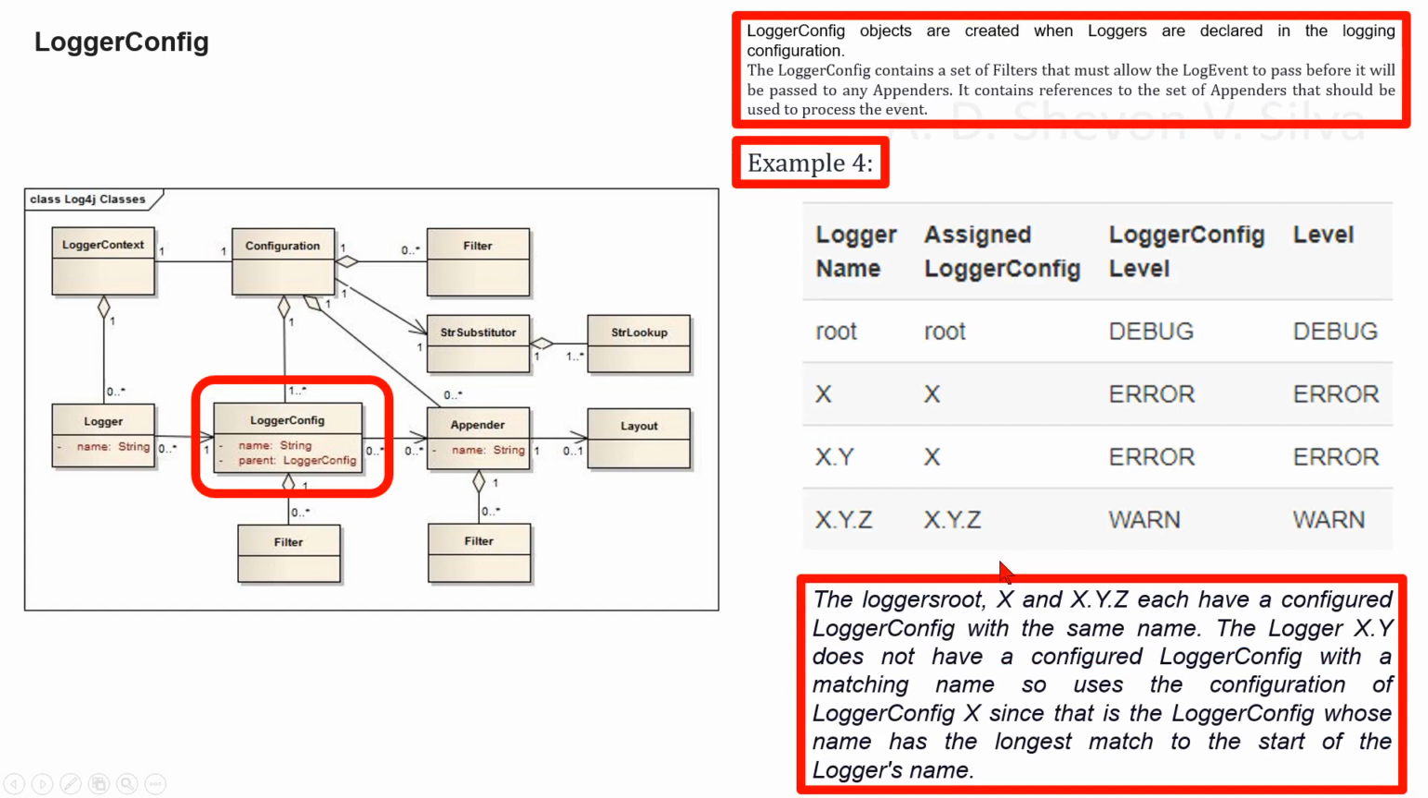Here the loggers root, X, and XYZ each have a configured LoggerConfig with the same name. The logger XY does not have a configured LoggerConfig with a matching name. So it uses the configuration of LoggerConfig X, since that is the LoggerConfig whose name has the longest match to the start of the logger's name.